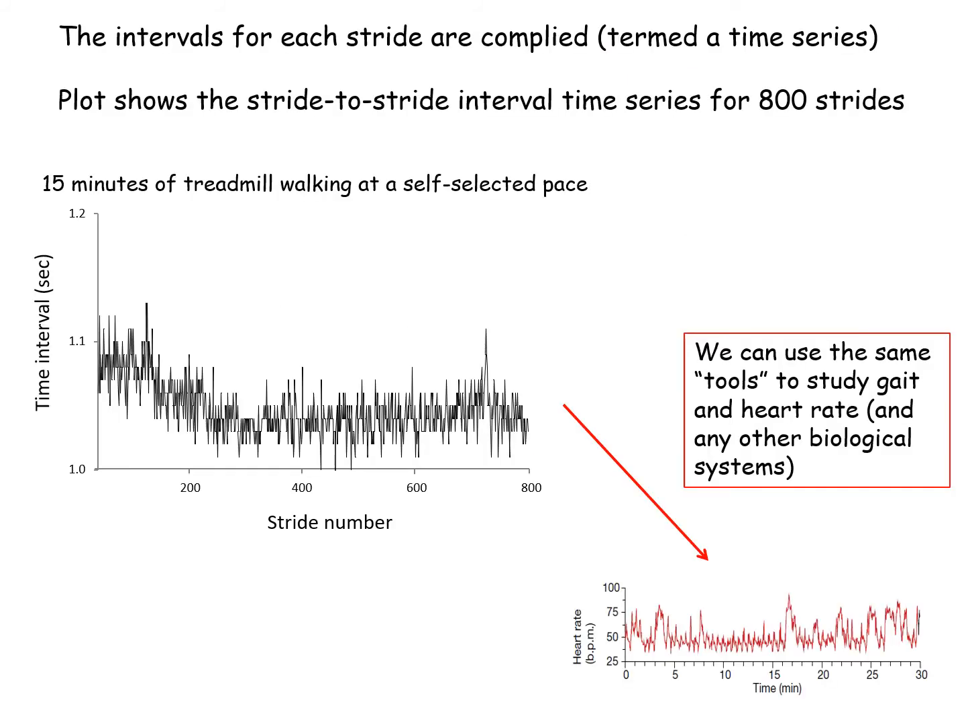So the intervals for each stride are compiled, and we call that a time series. And the plots show the stride interval time series for 800 strides. So right here, this is our 15 minutes of treadmill walking at a self-selected speed. And we use the same tools to study gait and heart rate and other biological systems. But then we calculate, we clean it up and we build a model so we can see this stuff. And we see that it's constantly changing.